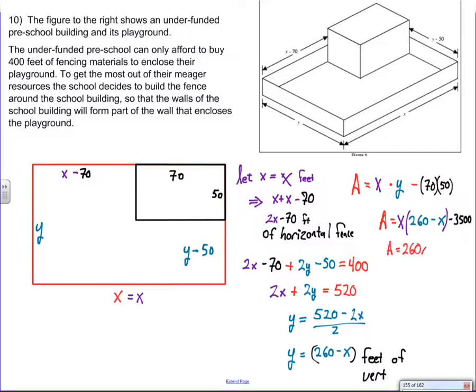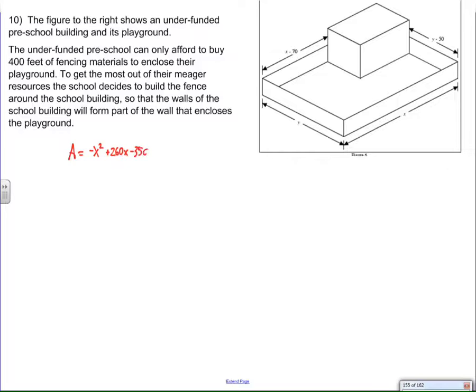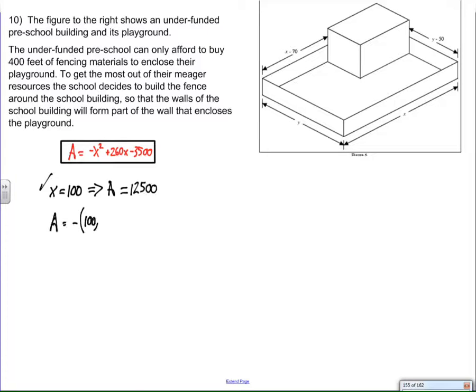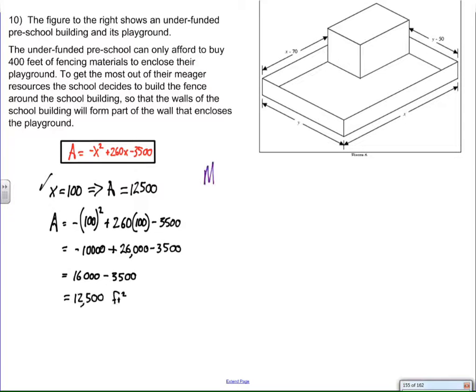Substitute for y, 260 minus x, and that produces a quadratic function. Now, there's lots of possibility for this function to be wrong. I could have used wrong logic, or I could have actually used wrong algebra. So I'm going to make sure that this equation does what it's supposed to do. Earlier I discovered that when x is equal to 100, the area is going to be 12,500 square feet. So my equation should be valid if when I substitute 100 in for x, I do indeed get 12,500. And that turns out to be the case.